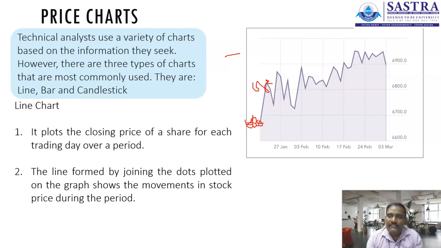What we can have is 6,730 rupees, it is going to reach. In a similar way, whatever the closing points of the previous trading day are going to be connected with the line. Thereby we can use the line chart. With the line chart, we are able to identify what type of price movement is going to happen in the market.